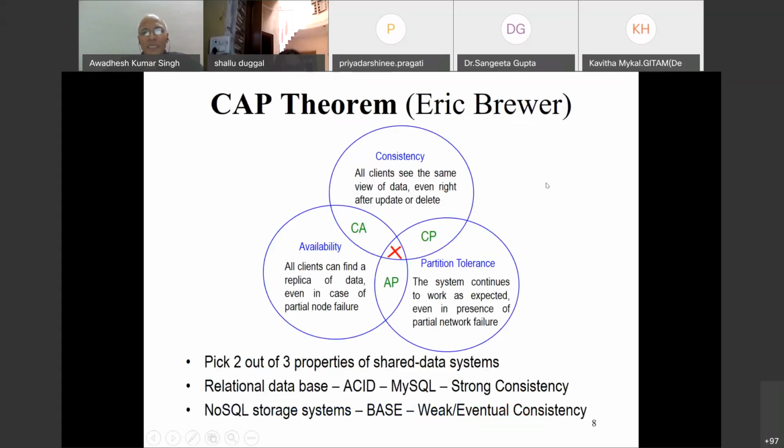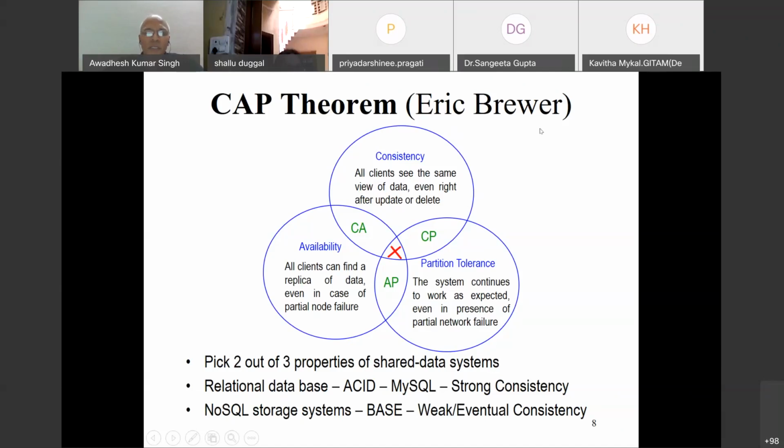Similarly, there is another very famous theorem about shared data systems. It's called the CAP theorem. C stands for consistency, A for availability, and P for partition tolerance. Consistency means every client, every user has a consistent view of particular shared data. Availability means everyone has access to a machine, and partition tolerance means that if some machines have gone faulty, even then the application continues to be executed. Here also, out of these three, only two.